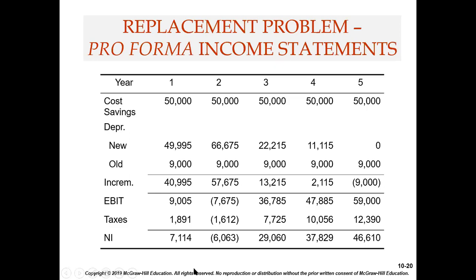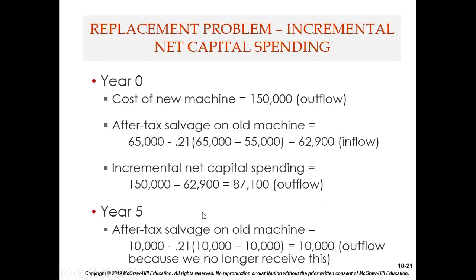So once we do that, now we could start taking a look at cash flow. The cost of the new machine at year 0 will be $150,000. So that's an outflow. If we bought the new machine, we would have to spend that. But what else would happen at time 0? We would sell the old machine.